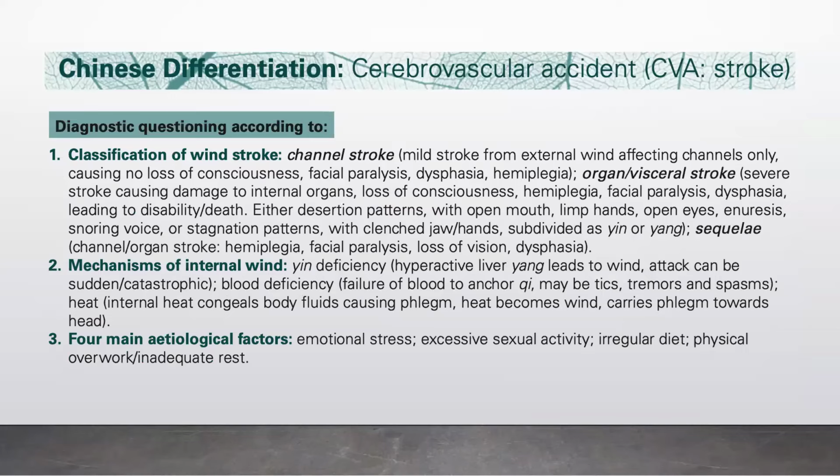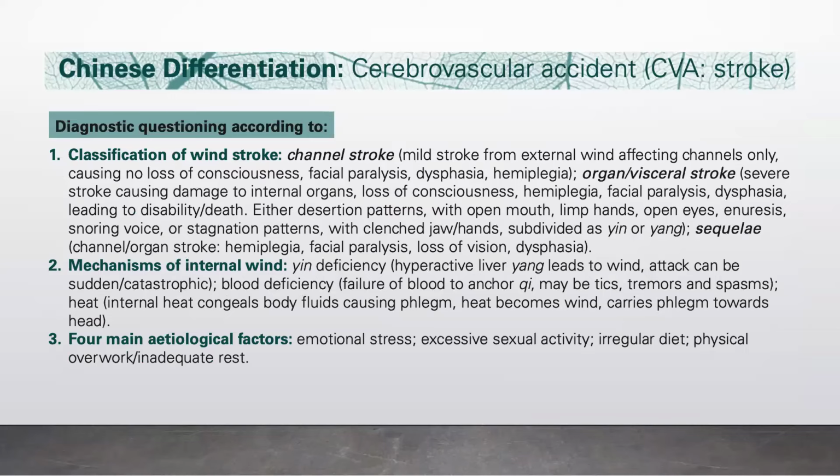The second is organ or visceral stroke. This is severe stroke causing damage to internal organs, loss of consciousness, hemiplegia, facial paralysis, dysphagia, leading to disability or death. Either dissertation patterns with open mouth, limp hands, open eyes, enuresis, snoring voice, or stagnation patterns with clenched jaw or hands, subdivided as yin or yang. And then we have the sequelae, which is actually the result of the channel or organ stroke, hemiplegia, facial paralysis, loss of vision, and dysphagia.